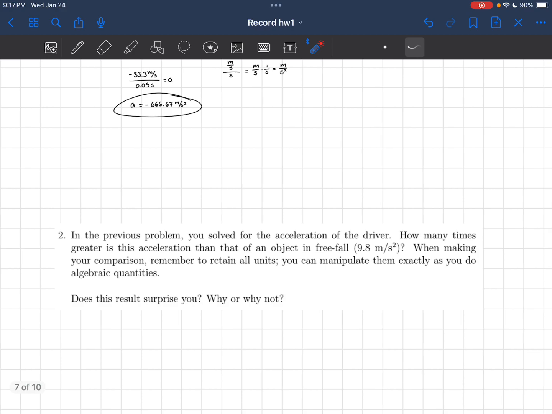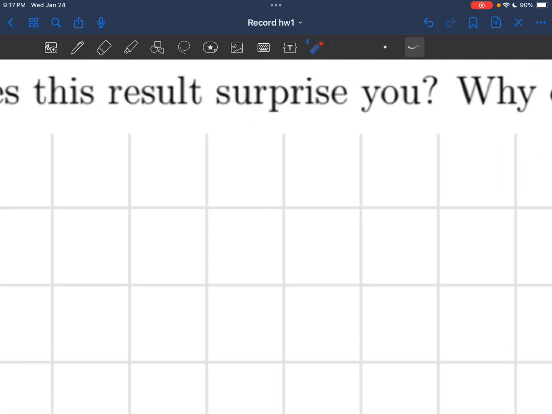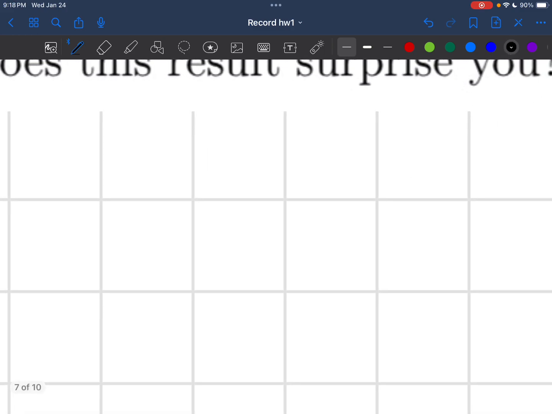Moving on to question 2. The previous problem we solved for an acceleration. How many times greater is this acceleration than gravity, the acceleration from an object in free fall? All right. So we're going to retain all of our units and manipulate everything the way we normally do. Since we're talking about how many times greater, I'm going to do this based on the magnitude. So I'm going to take the absolute value of the acceleration that I just solved for. Ooh, I need to keep the units.